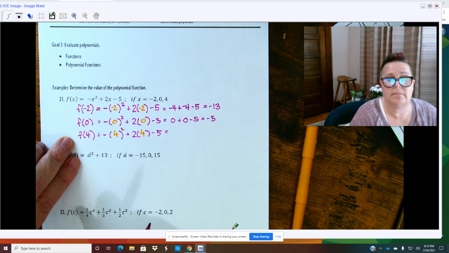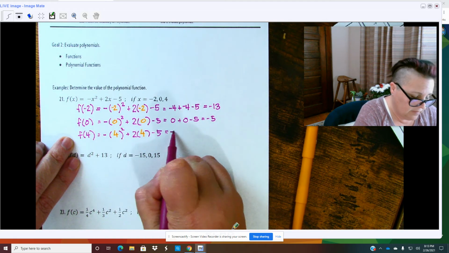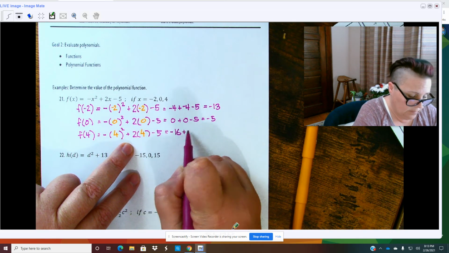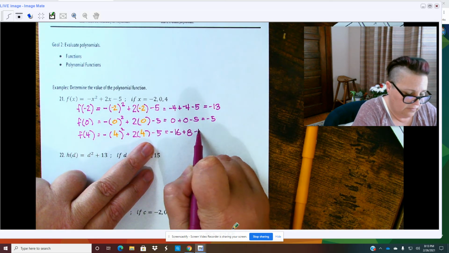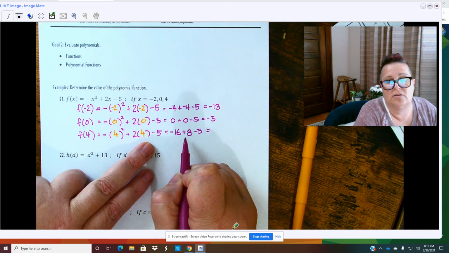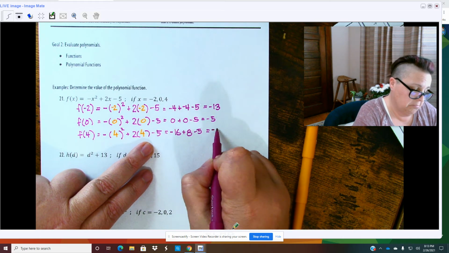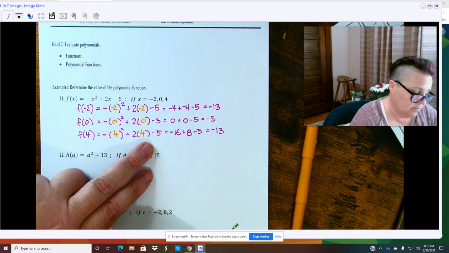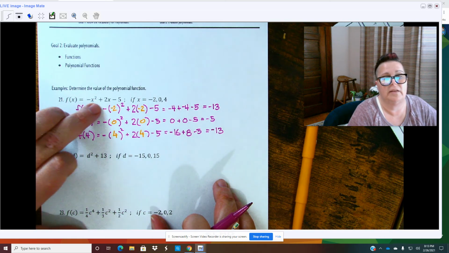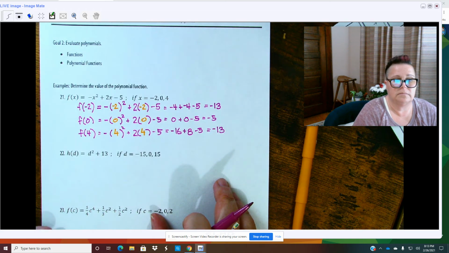What is that going to get me? Well, 4 squared is 16, but I have to put that negative on, so that's going to be a negative 16. Plus 2 times 4, that's 8, minus 5. Negative 16 plus 8 is a negative 8, minus 5 more. Yeah, I'm getting a negative 13 again. Okay, so I have determined the value of this polynomial function at each of those values. A negative 2, a 0, and a 4.